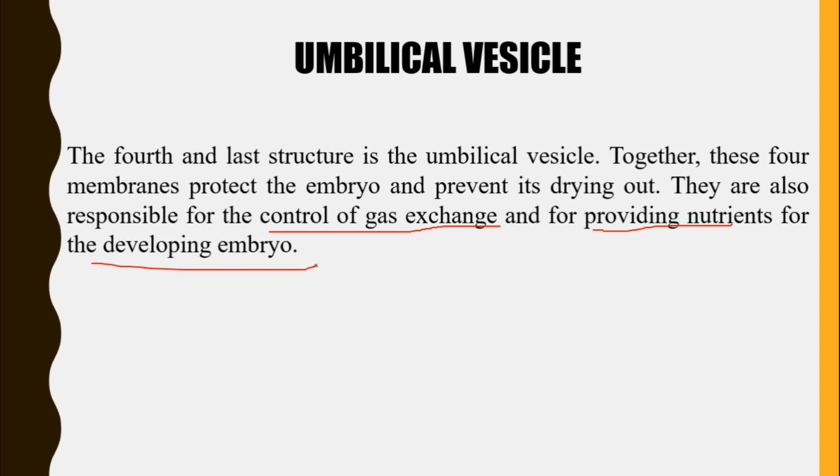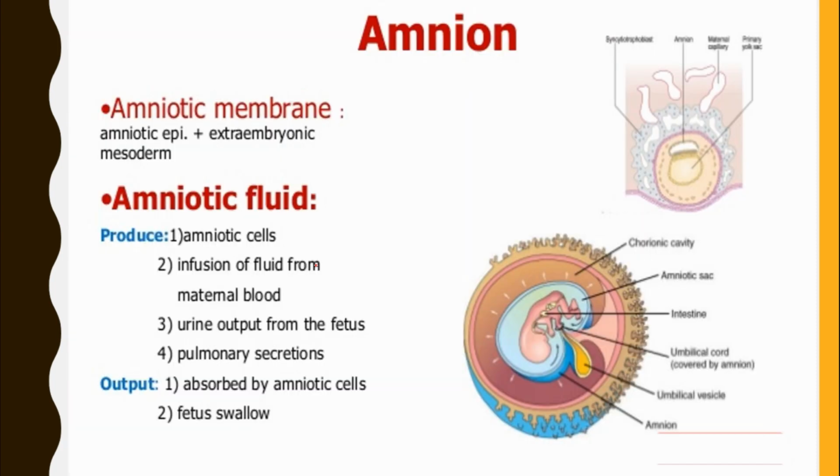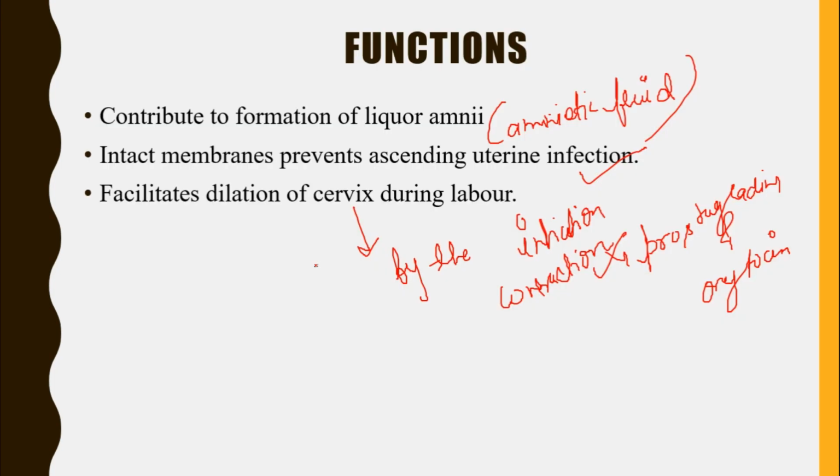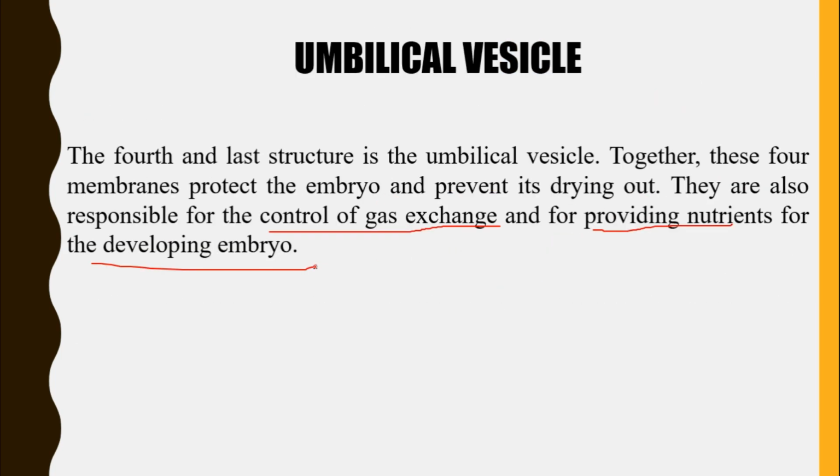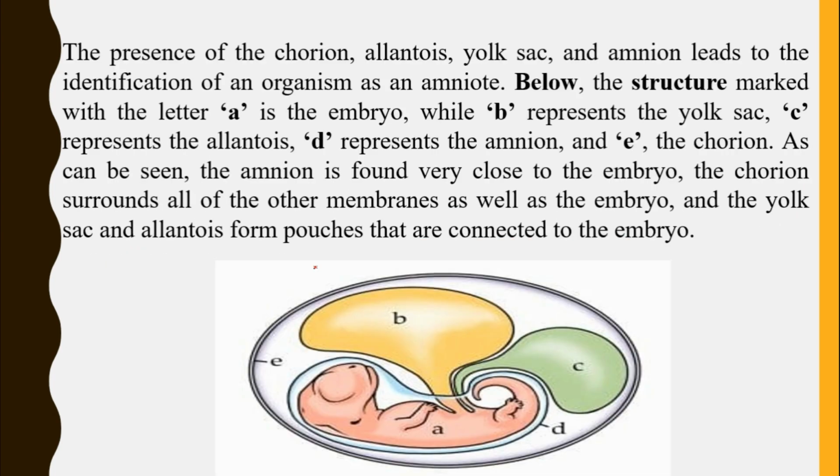What will they do? First, the function of amnion and chorion, we have seen, is that they contribute to the formation of liquor amnii, intake the membrane, prevent uterine infections, help in dilatation of the cervix, and help in the initiation of labor by producing prostaglandin and oxytocin. But the allantois and umbilical vesicles will control the gas exchange and provide the nutrients to the developing embryo. Now the presence of chorion, allantois, yolk sac, which is the umbilical vesicle, and amnion leads to identification of an organism as an amniote.